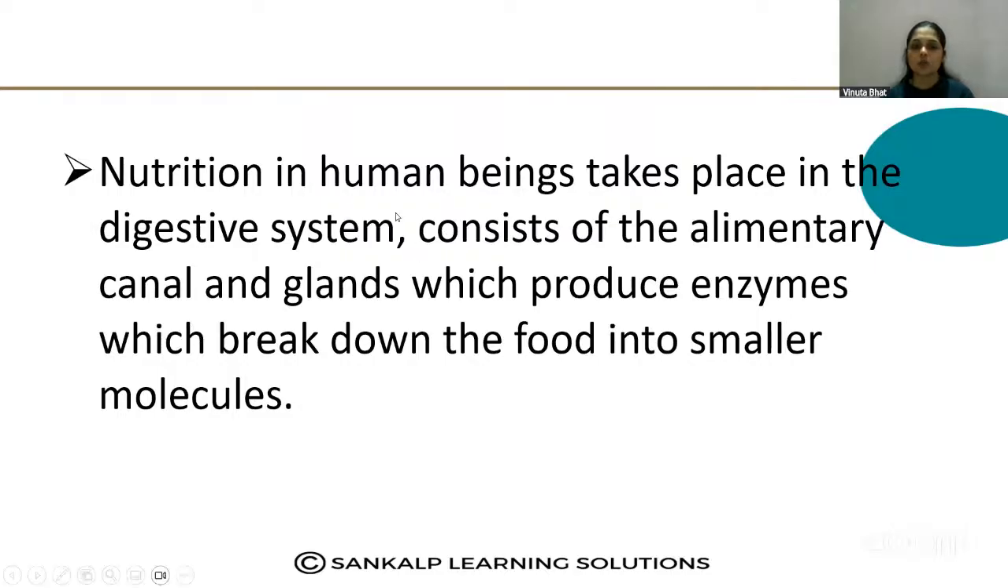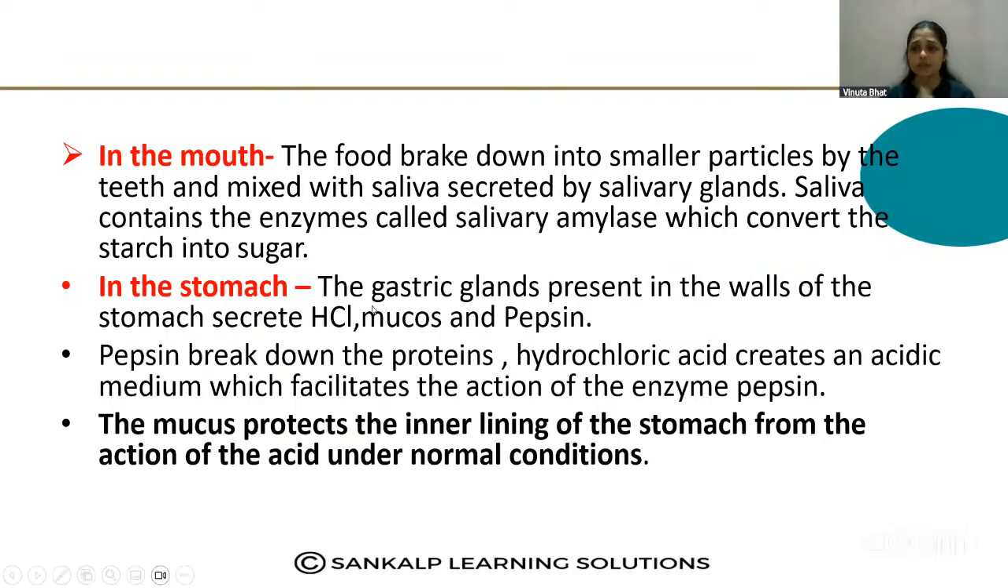The human digestive system includes the alimentary canal and glands, and produces the enzymes which break down the food into smaller particles. The first step is the ingestion of the food. When you take the food inside your body, the first part which receives the food is called the mouth. So how does digestion take place in the mouth?